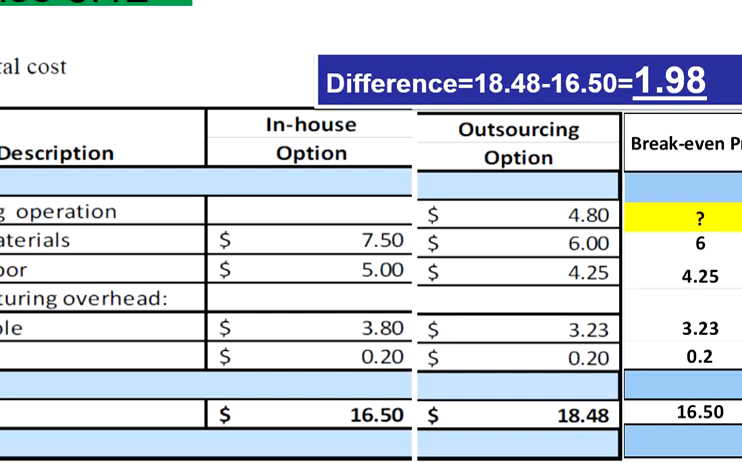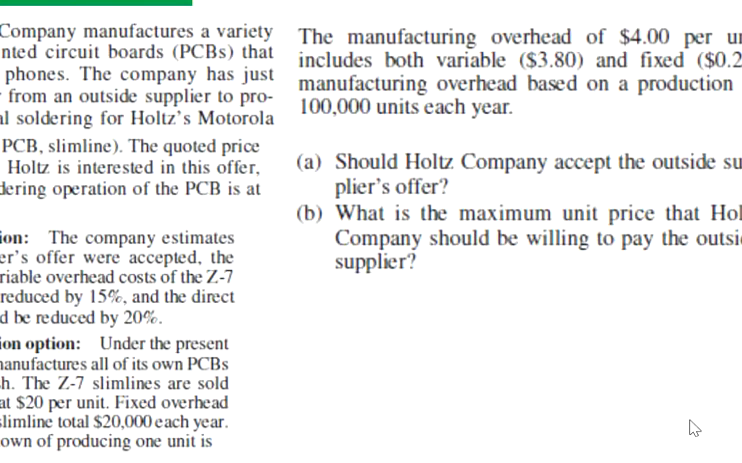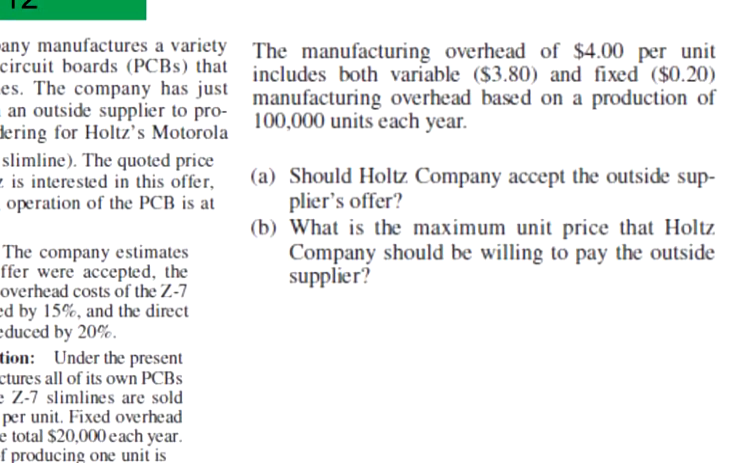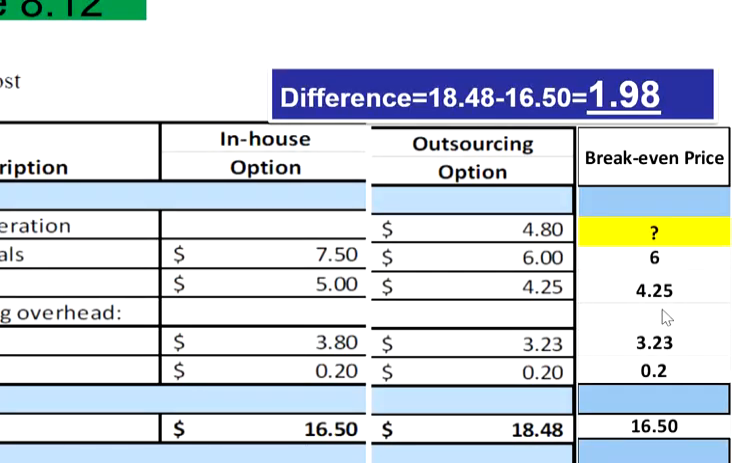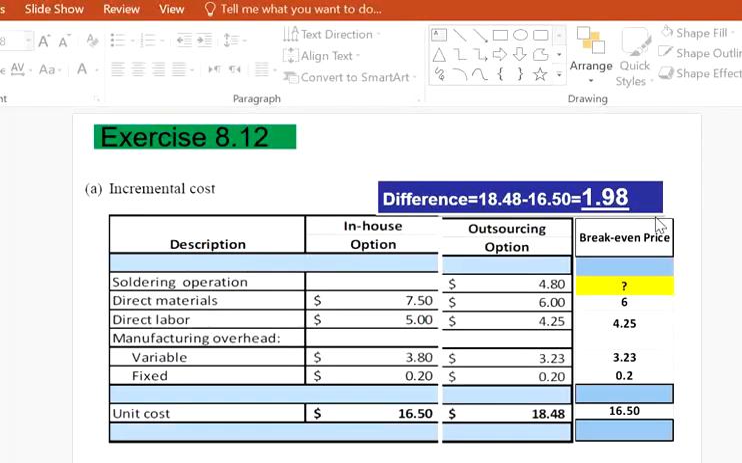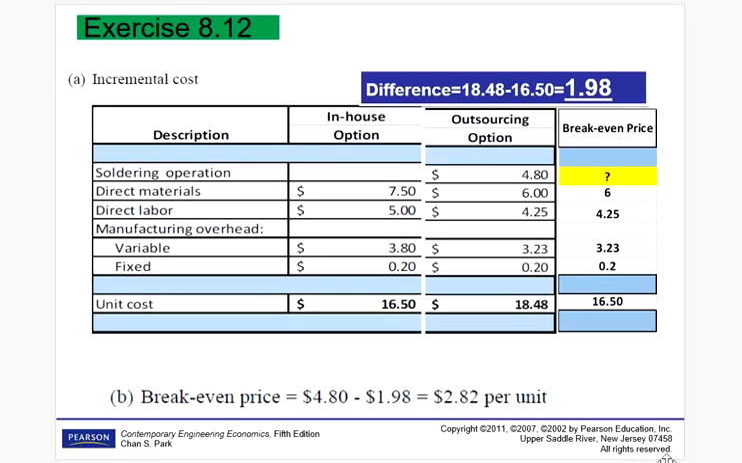What was part B? I will go back and show you again. Part B for this question was: what is the maximum unit price that Holt's company should be willing to pay to this outside supplier? So the maximum price we must pay to them. We just solved it, solving for this one. We already solved it: 2.82. So is this question clear now?